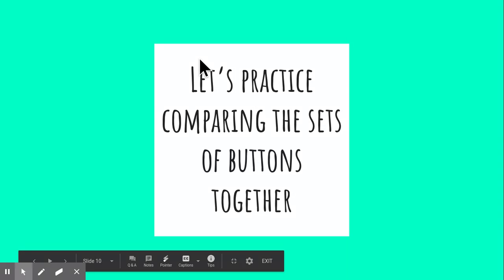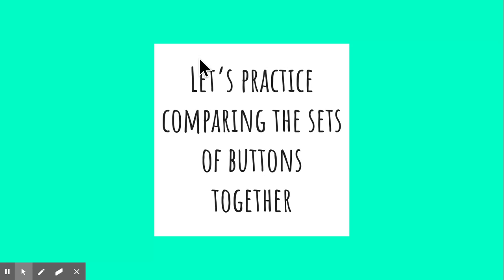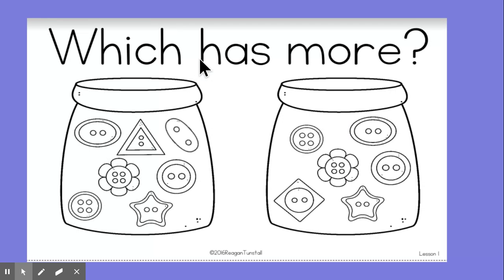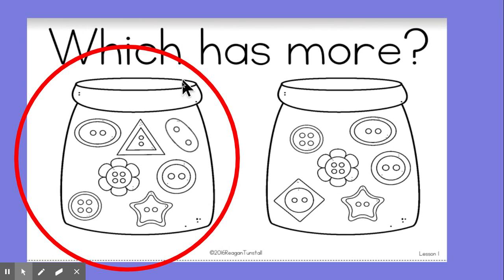All right, let's practice comparing the sets of buttons together. Which has more? Which one do you think? Yes, good job. Because this has 1, 2, 3, 4, 5, 6, 7. And this one has 1, 2, 3, 4, 5, 6. Good job.